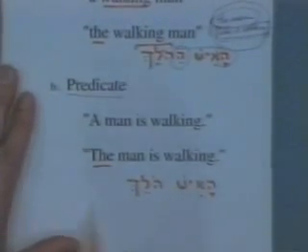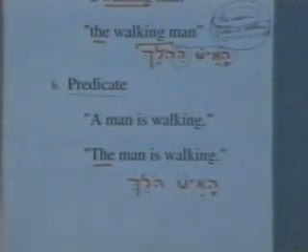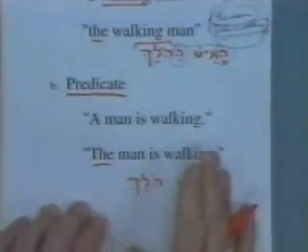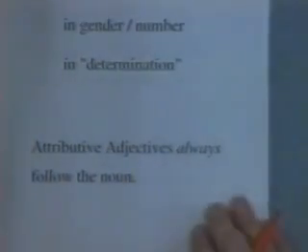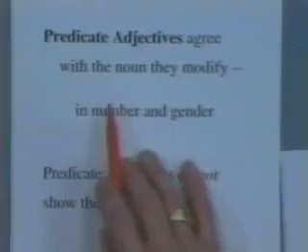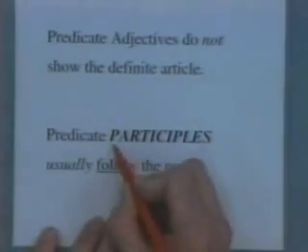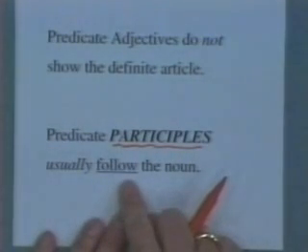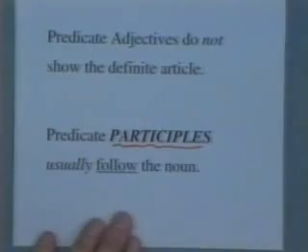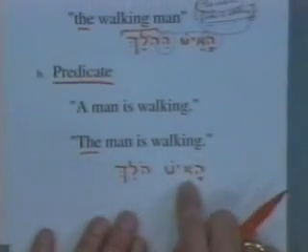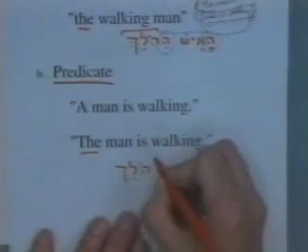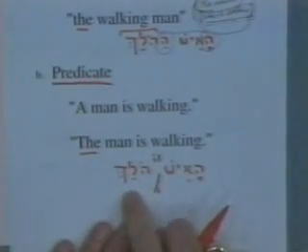You may notice that, and here is one minor difference. That's not a minor difference. One difference with the participle. When you have a predicate participle, like predicate adjectives, predicate participles have to agree. Predicate adjectives will not show the definite article, but predicate participles, when we're talking about a participle, they usually follow the noun. Which gives you a sentence that is very similar to Hebrew word order. The man is walking. Get it?